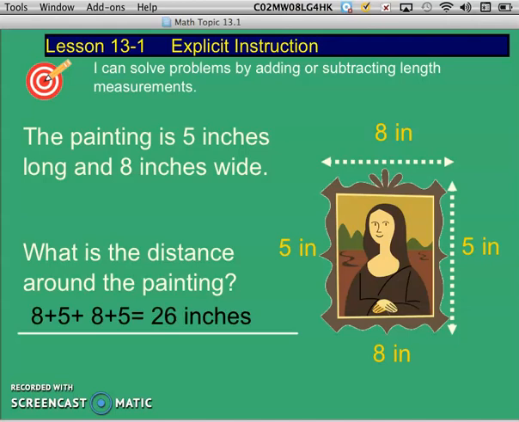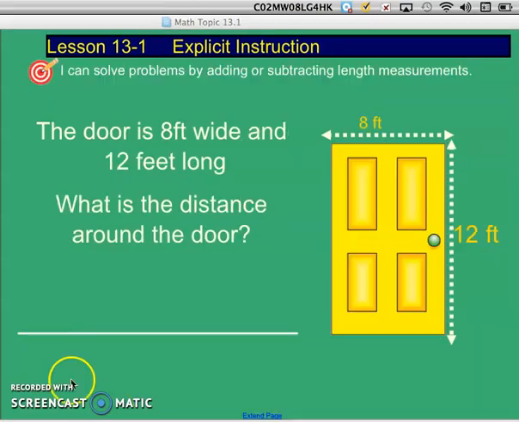Okay, boys and girls, you should have had enough time to find your answer. As you can see, we start with 8 on the top, 5 inches on the right, 8 inches on the bottom, and 5 more inches on the left. When you add these numbers together, your total will be 26 inches. If you got your answer correct, congratulations.